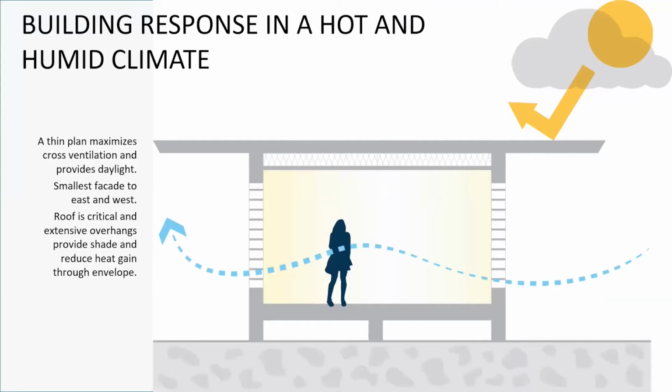Typically, the traditional response to building in a hot and humid climate is a thin plan in which we maximize cross ventilation and we provide daylight. And the smallest facade is to the east and to the west. We're close to the equator. Sun is rising close to the east, setting close to the west. Roof is very critical. The sun a lot of the time is high up. And then we have extensive overhangs to provide shade and reduce heat gain through the envelope.